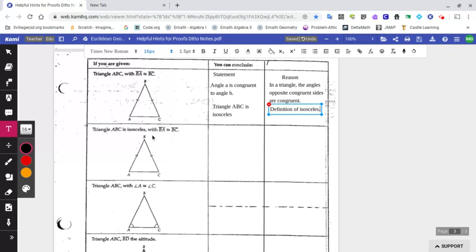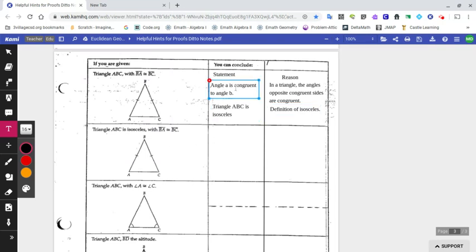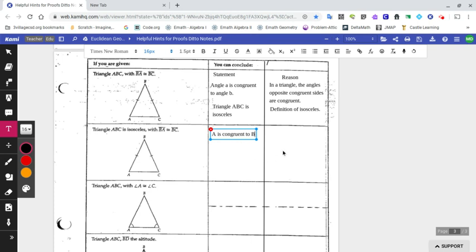So now this next one looks exactly the same, except now it's telling you the triangle is isosceles. Since it's telling me that the triangle is isosceles, I don't have to say it again. I can basically say the same thing I said up here, that angle A is congruent to angle B.